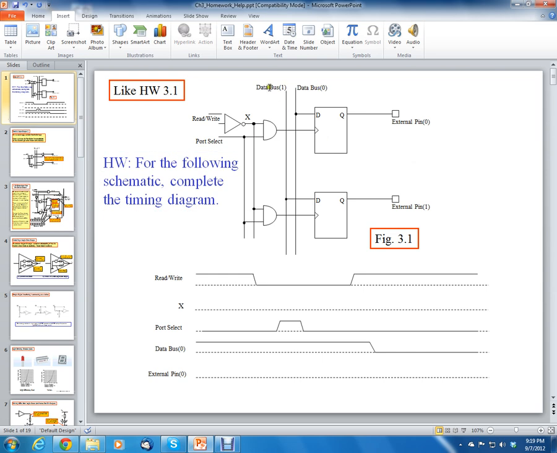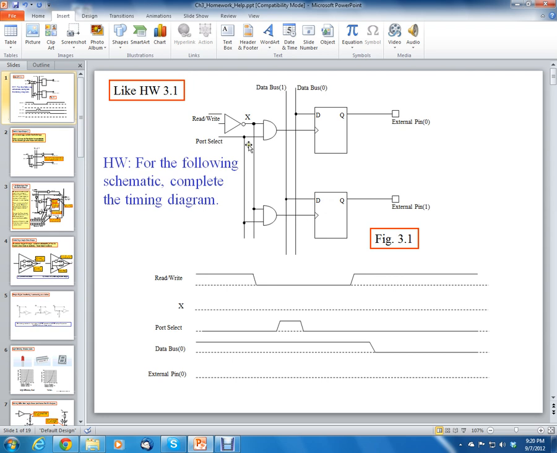In the book it just talks about data bus. I designated them as data bus 1, data bus 0, and then external pin 0, external pin 1. Data bus 0 is connected to the D input of the D flip-flop, and the Q output of that is external pin 0. Then data bus 1 goes to the D input, with the Q output on external pin 1.